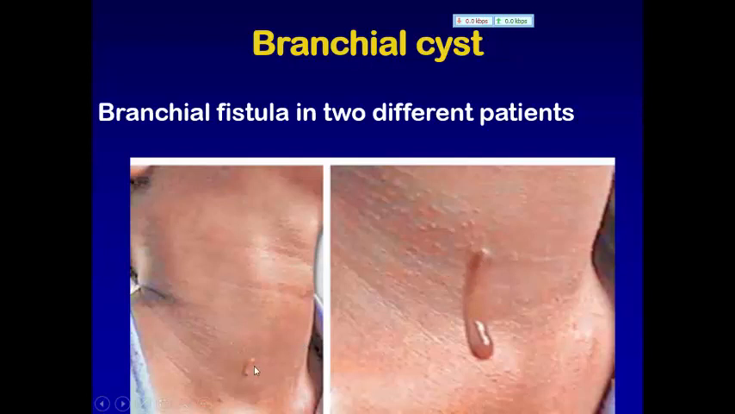It gives us a discharge. Look here, infected; here mucous discharge, not infected. Also the fistula is felt as a thread passing up and deeply through the anterior part of the sternomastoid. If we palpate this area with our fingers, we feel like a thread passing upward. A discharge of mucus, or pus if infected, as we see here pus and here mucus.